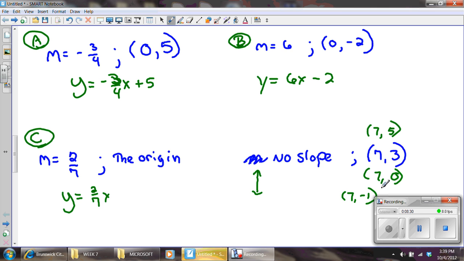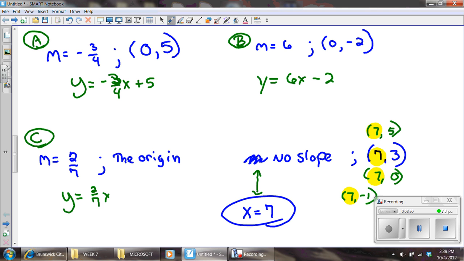What do you notice about those points I named? 7 10, 7 100, 7 a Google. That sounds like a good name for a band, 7 a Google. All right, they all have a 7 in them, but be more specific. What is 7? X equals 7.